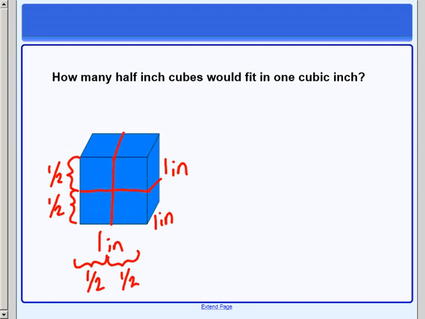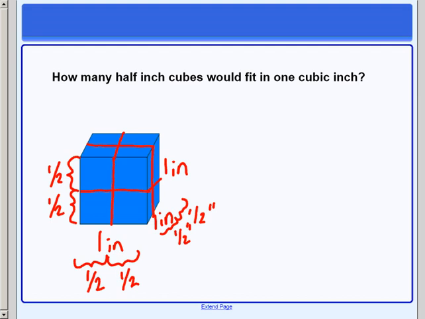And then we have to think about, well, I can actually split this also because this 1-inch side here is really going to be a half-inch and another half an inch. So how many cubes can I actually fit in 1 cubic inch? I can fit 8 half-inch cubes in 1 cubic inch.